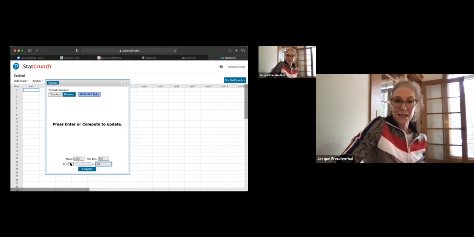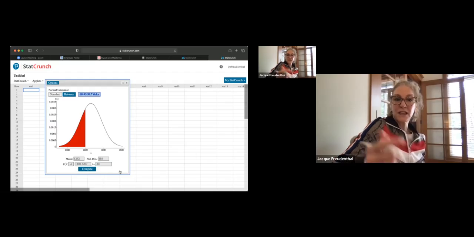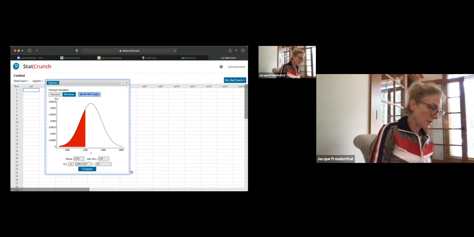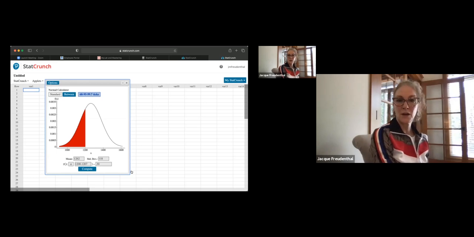I'm making sure it says less than because I want to know the area that's less than, but I'm trying to find what percentile that is. So now if I hit compute, it's going to fill in what the value is, which is 1,200. So the 30th percentile is 1,200 chocolate chips.